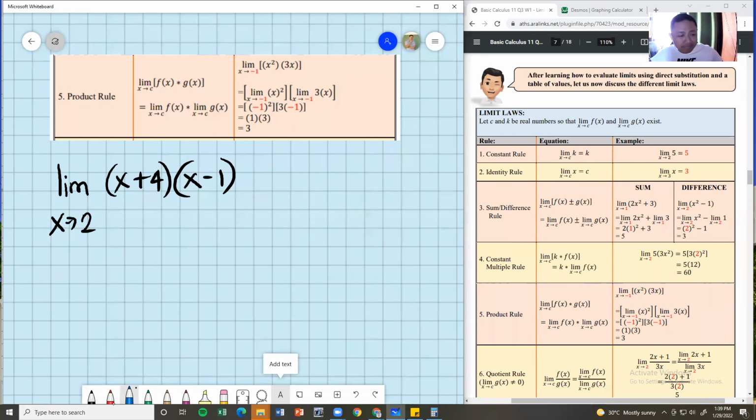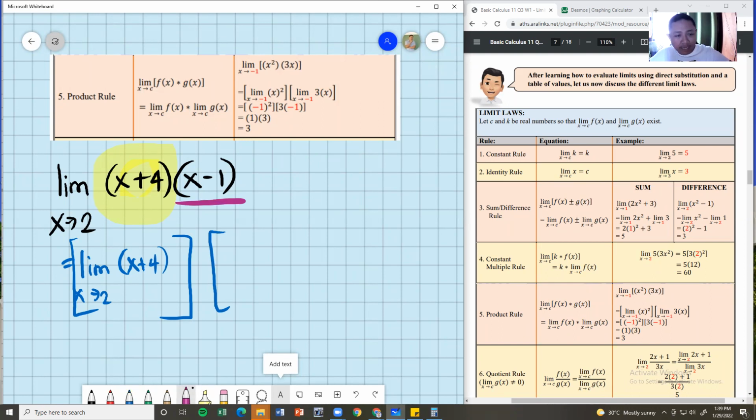So, therefore, this will become the limit of, let's have first the first term. Yun muna mauna. The limit of x plus 4 as x approaches 2. Can you follow? And then multiply it by the second. Dito na tayo sa susunod. So we will have the limit of x minus 1 as x approaches 2. Can you follow? And then just evaluate the limits.